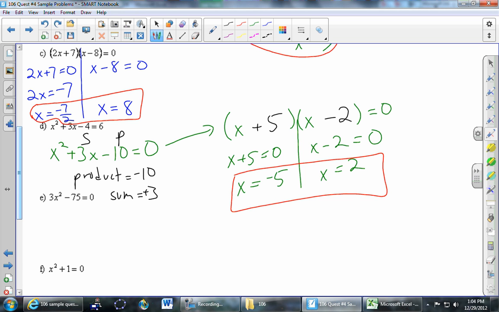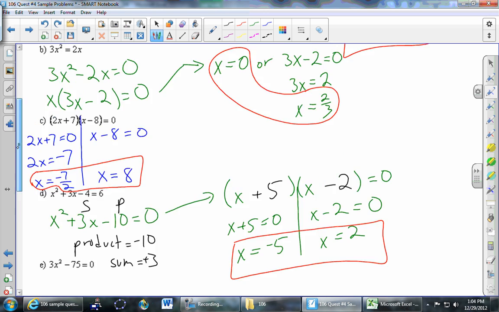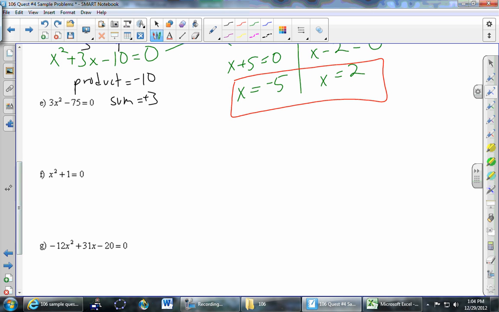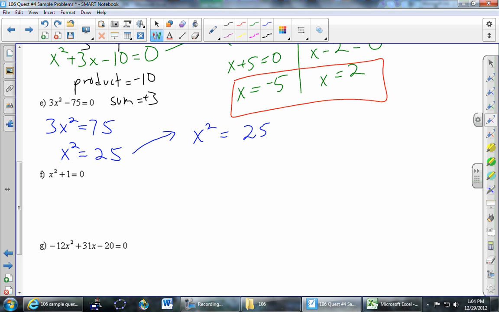Part E. 3x squared minus 75 equals 0. Okay, a couple of ways to do this one. For me, I'm thinking that this looks quite similar to part A, where the bx term was missing. So I'm going to move the 75 over to try to isolate the x squared. Divide both sides by 3. We get x squared is 25. And then we're ready to do our square root of both sides. We'll put it in a different color.